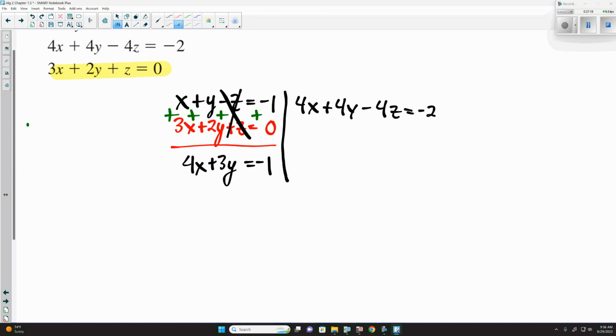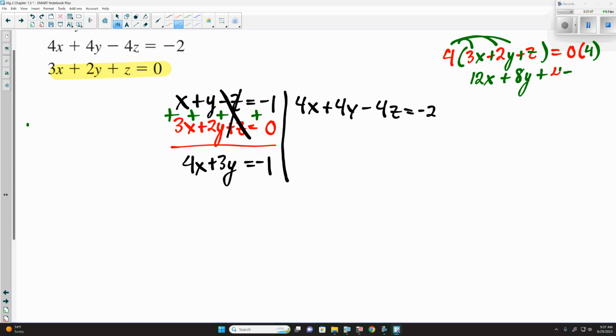Now we're going to look at the other side. What do I need to multiply by our 1z to get it to be 4z? 4. So we can do negative 4 or we can just do 4. So the first thing we're going to do is distribute the 4. 4 times 3x is 12x. 4 times 2y is 8y. 4 times z is 4z. And always our favorite multiplication, 4 times 0, or anything times 0, is 0.